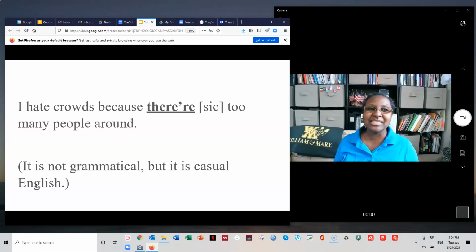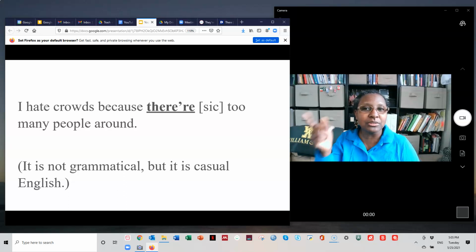I hate crowds because there are too many people around. You see how quickly I said it. When I'm speaking naturally in English, I don't necessarily distinguish there are or there're. It comes out as there. Again, I put a sic behind there, sic, to indicate that it is not grammatical, it is not formal or traditional English, but it is casual English, and people do say it. So now you can tune up your ear when you're listening to English speakers.